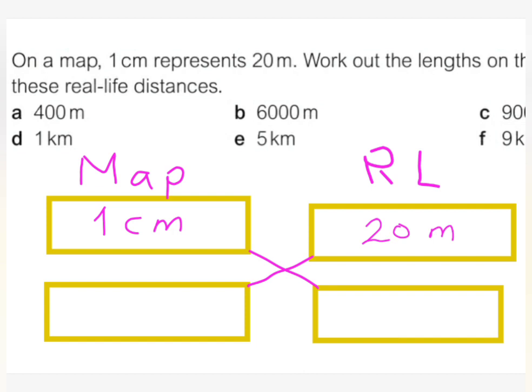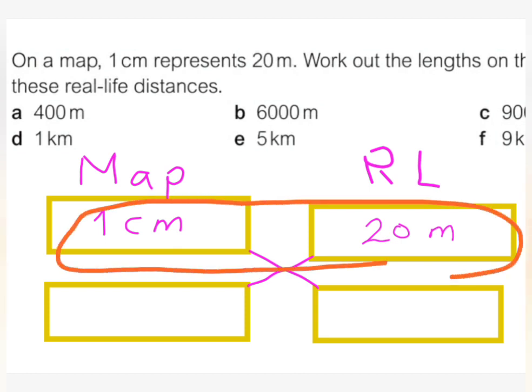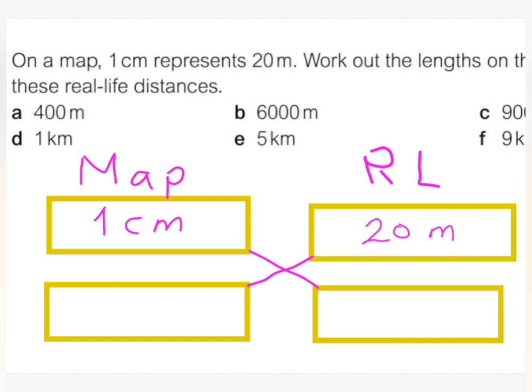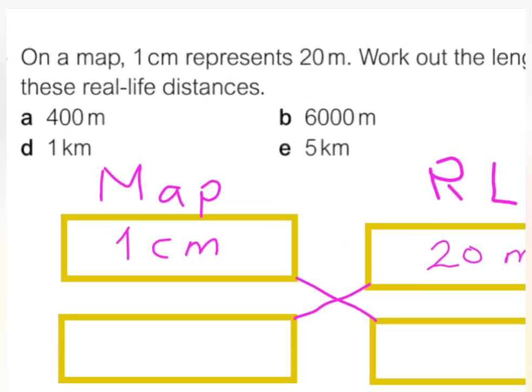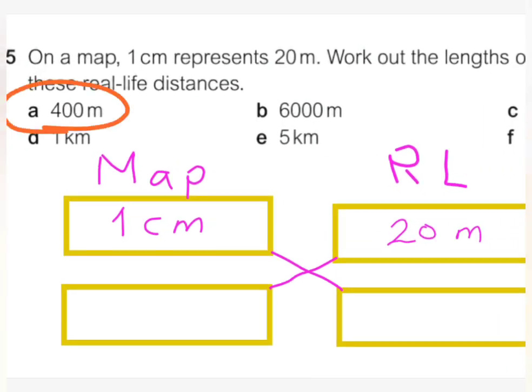Now, as I said, scales don't have to use the same units. For example, here I'm using this scale, centimeters and meters. They're not the same units. But if I'm using the X method, I have to keep the same units on each side. Now, let's talk about A first. So I have 400 meters. I take 400 meters, which is in real life, so I have to put it here. So 400 meters here.